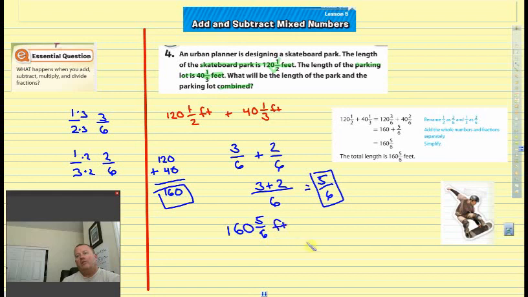And you want your unit of measure. Make sure you have your unit of measure on there, because that's what they were asking. And that is my answer. That would be the parking lot with the skateboard park combined. Okay, go on and do your homework. Good luck.